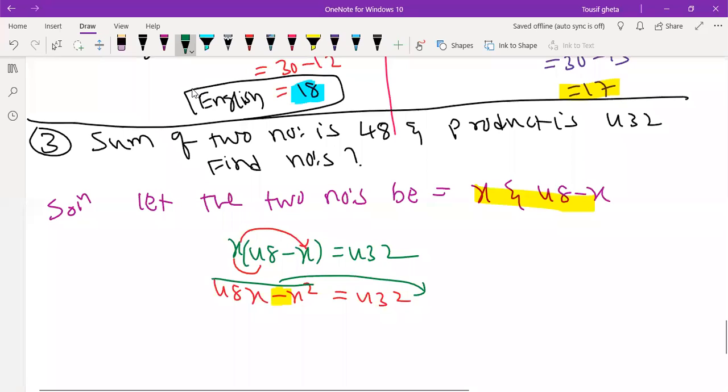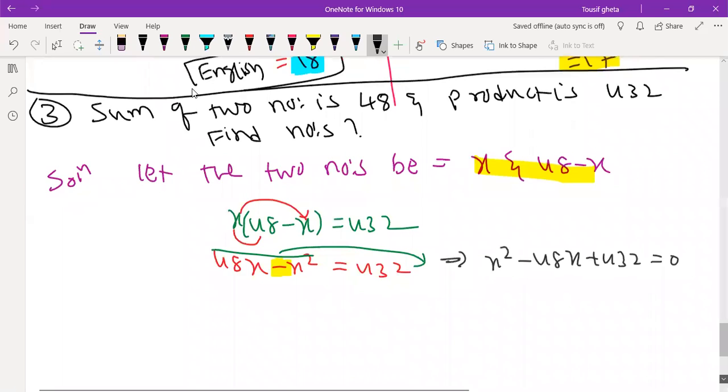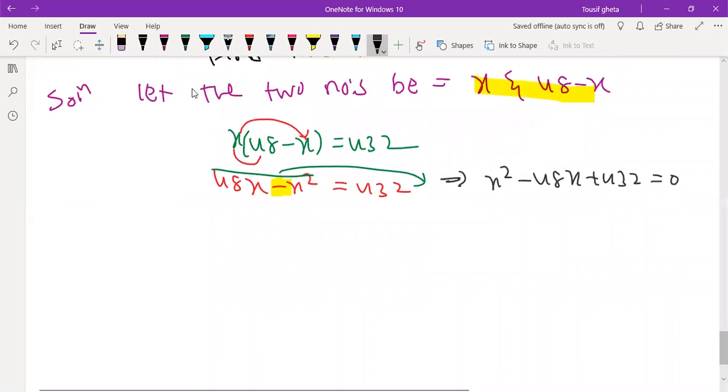Okay, so this x square will come here, minus 48x plus 432 equals 0. I can factorize or I can use the formula method, whichever is easy for you. Shweta, got it? Whichever is easy, you can follow. So, I will follow the formula method.